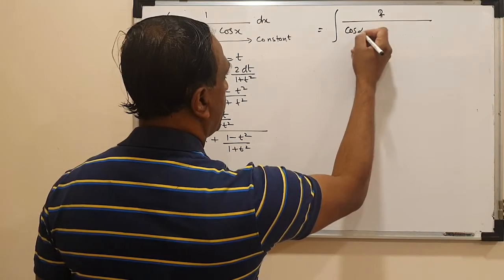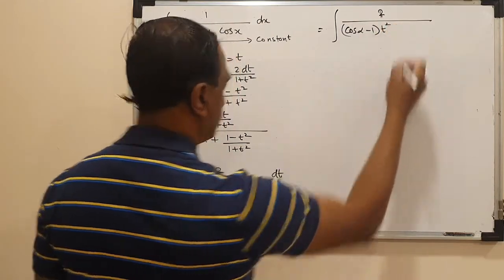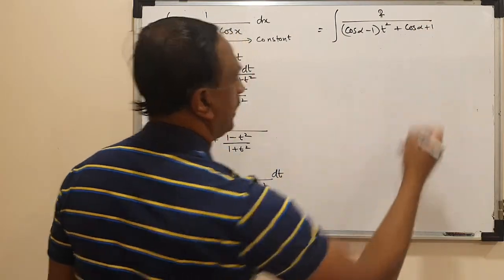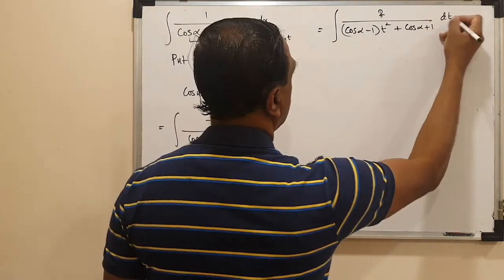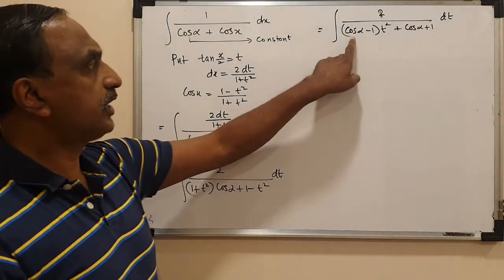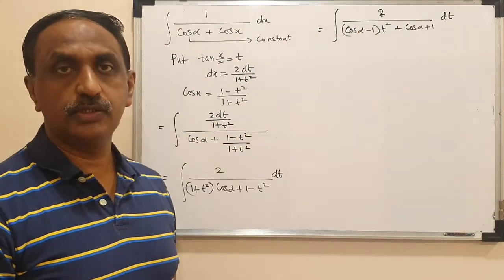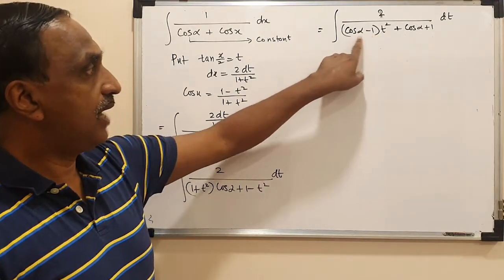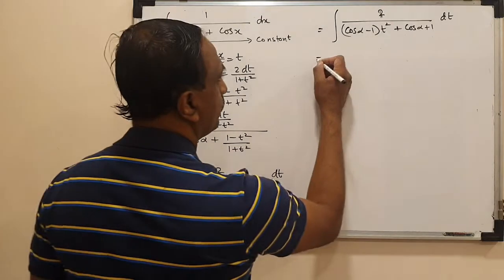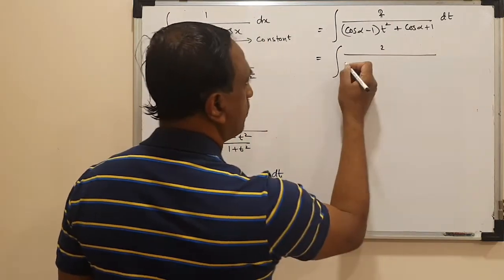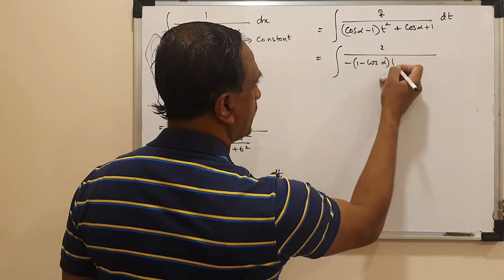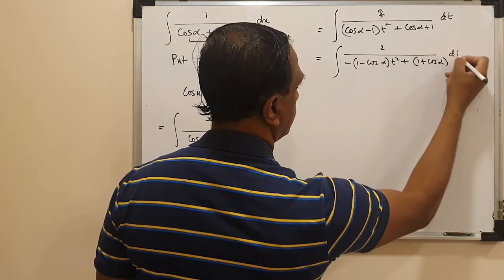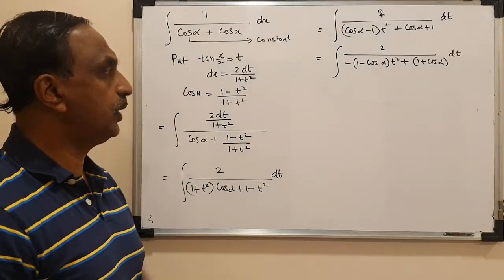Cos alpha minus 1 into t square and cos alpha plus 1. Now I purposely wrote in this manner to make you understand. Cos alpha minus 1 is a negative number because cos alpha's maximum value is 1. To make it positive, I will take a minus common here. I'll write as minus 1 minus cos alpha into t square. Now this became positive, and here I'll write 1 plus cos alpha. This is a step most important to us.